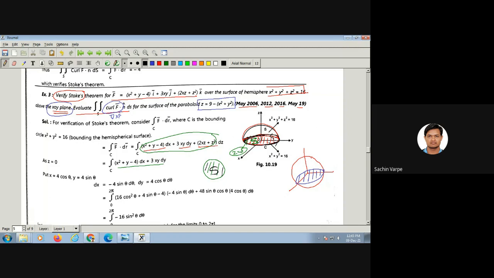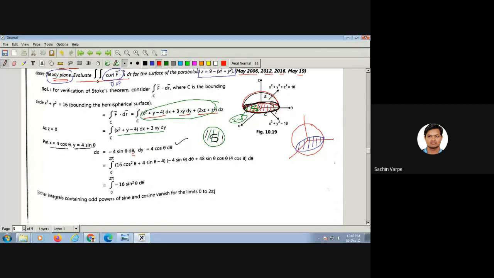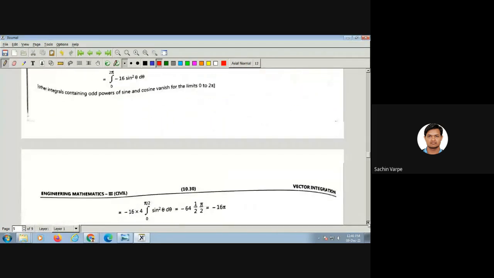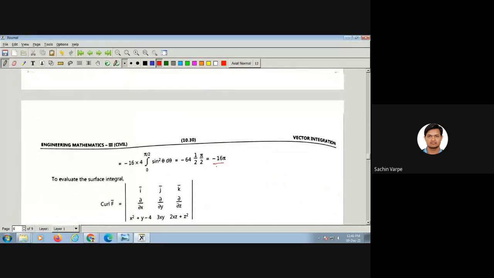And we all know that to calculate the line integral over a circle, we use polar coordinates, right? So the polar coordinates are x equal to r cos theta, y equal to r sin theta, and accordingly dx and dy. We substitute x, y and dx, dy into the line integral, where theta varies from 0 to 2 pi. We calculate the line integral, and here we are getting minus 16 pi. That is the left hand side.